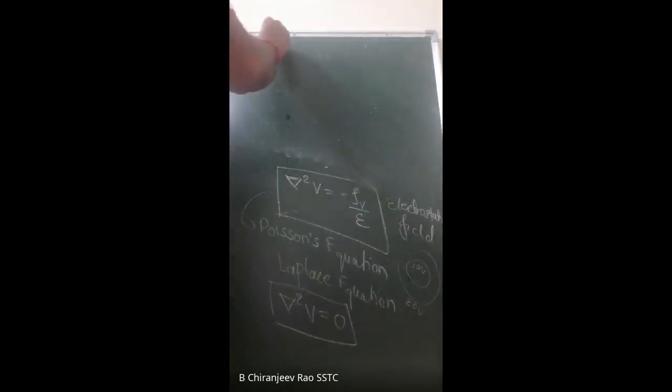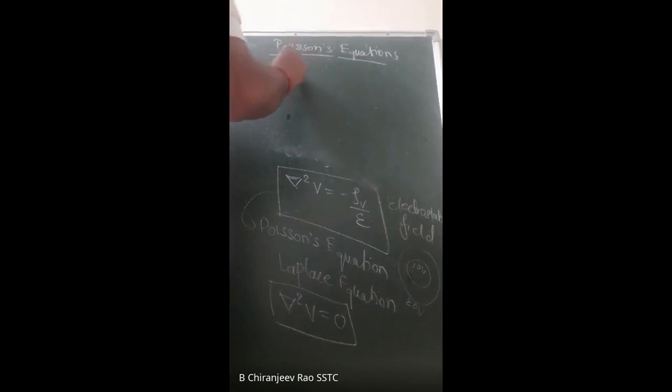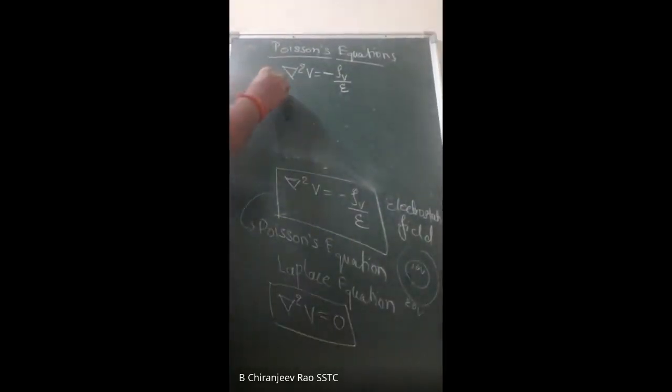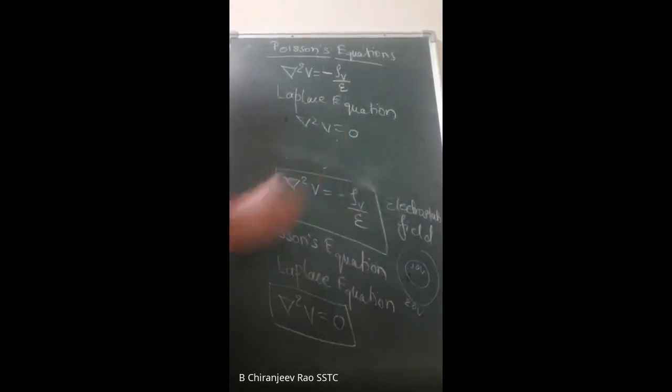Let's write. This is Poisson's equation, that is del square V is equal to minus rho V upon epsilon. Okay, and if it is in free space, you can write it as epsilon naught. And Laplace equation is del square V is equal to 0.